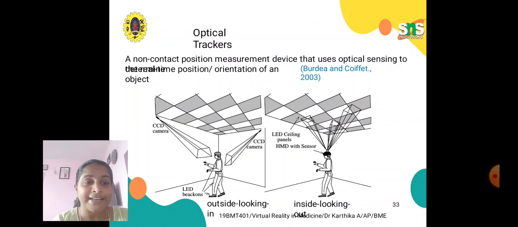Inside looking out, we have LED ceiling panels, and the sensor is looking out. So we need head mounted displays, and here the user must wear an HMD. In outside looking in, we have only CCD cameras and LED beacons. In inside looking out, we need LED ceiling panels, as well as a proper HMD, head mounted display, with sensor for viewing purpose.